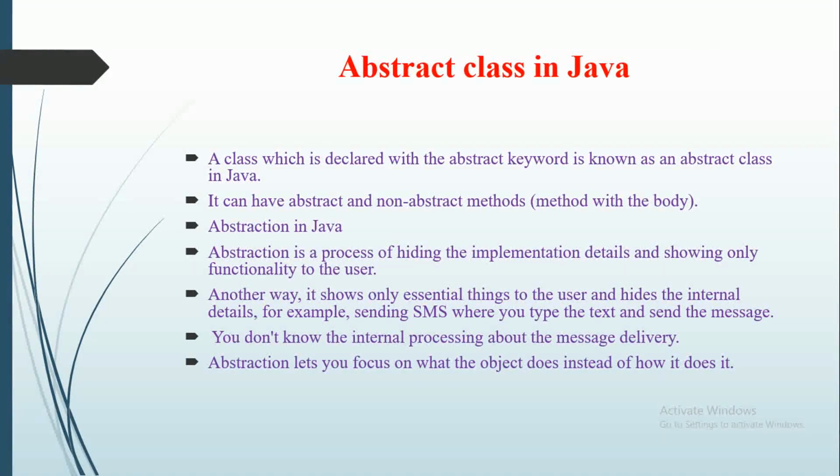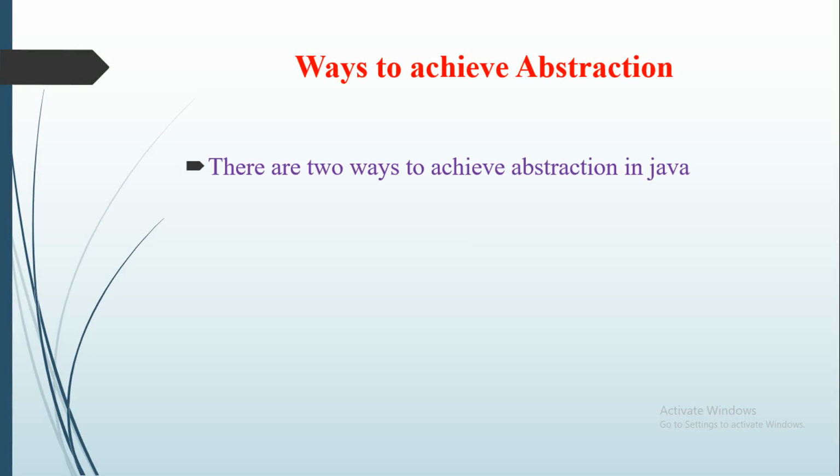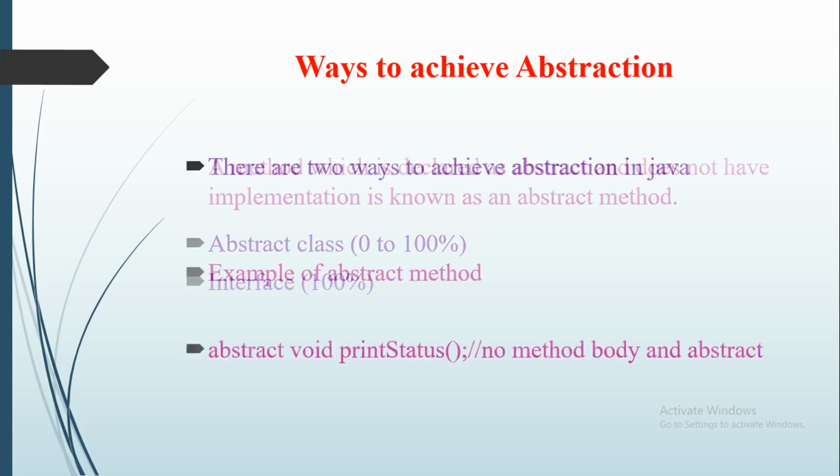For example, if you go to an ATM machine, you only depend on the amount you want to withdraw, and we don't know how this execution is processed. So abstraction helps us focus on what the object does instead of how it does it. There are different ways to achieve abstraction. Two ways are: first, by using an abstract class, which gives 0 to 100% abstraction, and by using an interface we can achieve 100% abstraction.